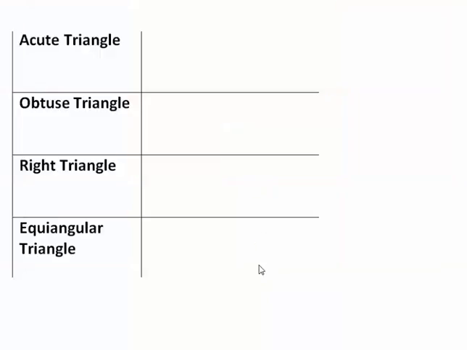What else do we have? Different types of triangles, it's important to know: an acute, obtuse, right, equiangular triangle. All of these refer to the types of angles. An acute triangle is a triangle that has 3 acute angles. All of the angles are acute.